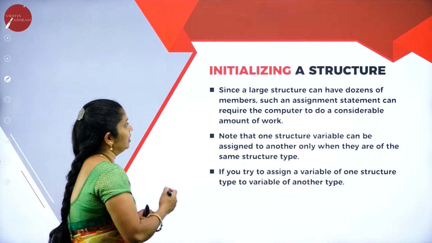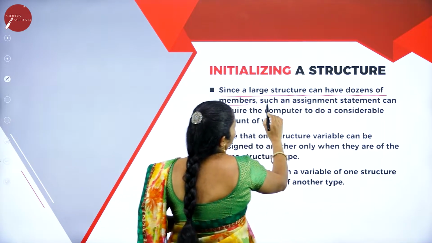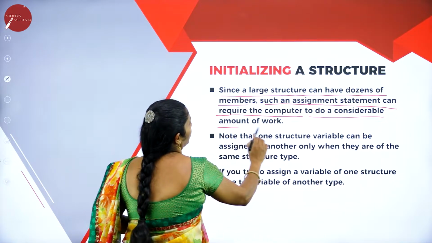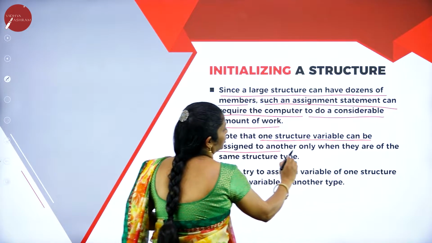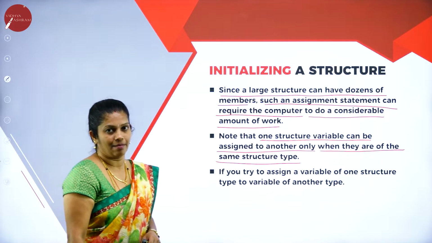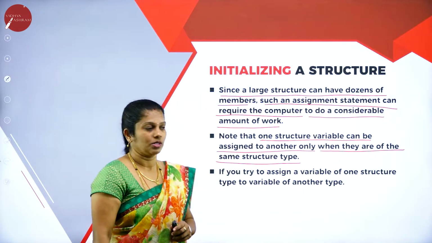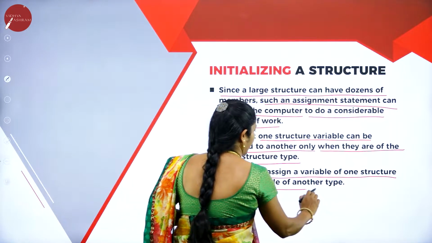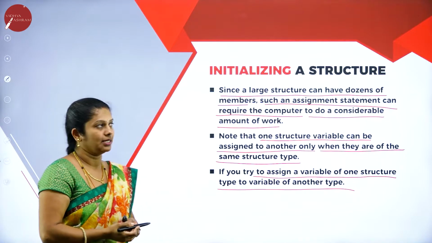Now is it clear? Next, since a large structure can have dozens of members, such an assignment statement can require the computer to do a considerable amount of work here. One structure variable can be assigned to another only when they are of the same type of structure. If both have the same data type of members, then only we can assign. Otherwise, assignment is not possible here. If you try to assign a value of one structure type to a variable of another type, it is not possible. When they are the same type, then only we can initialize here.